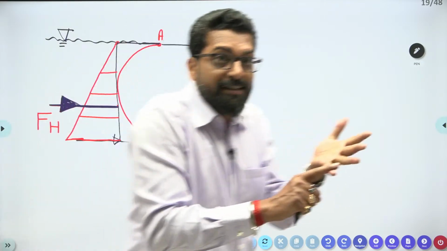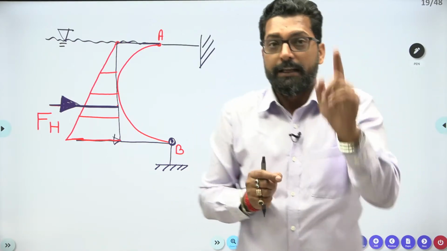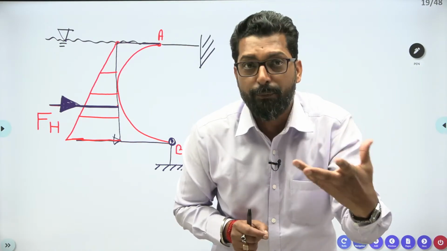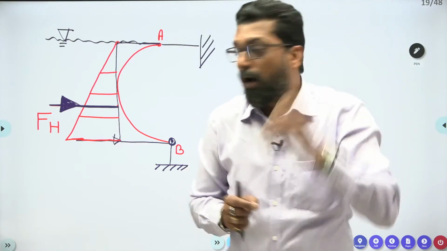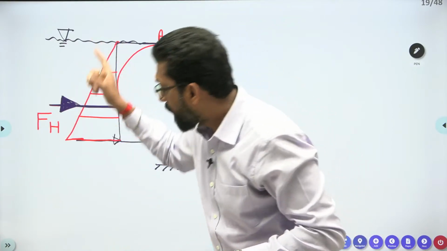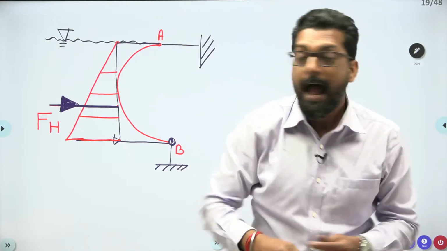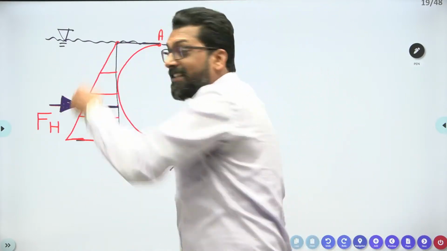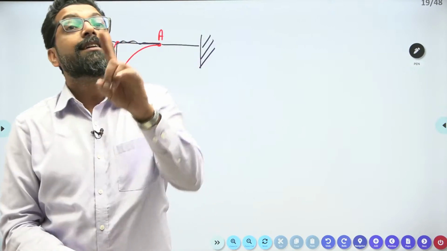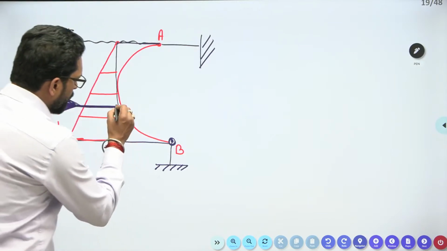So center of pressure and CG, don't confuse them. I am again repeating, why do we find the center of pressure? Because we can find the location at which the horizontal force will act. The horizontal force acts at the CP, and the center of pressure is, by default, the CG of the pressure variation or pressure prism. Is it clear?